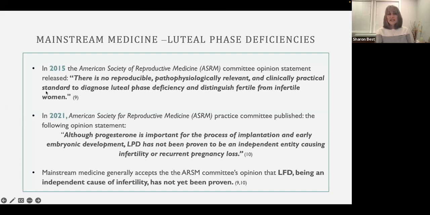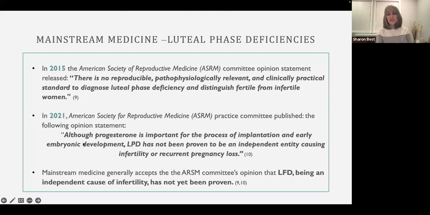So interestingly, by 2021, the American Society of Reproductive Medicine changed their mind. And what they said is, although progesterone is important for the process of implantation and early embryonic development, luteal phase deficiencies has not been proven in an independent entity. So if you are a medical person, you can see there is a big difference from 2015 to 2021.